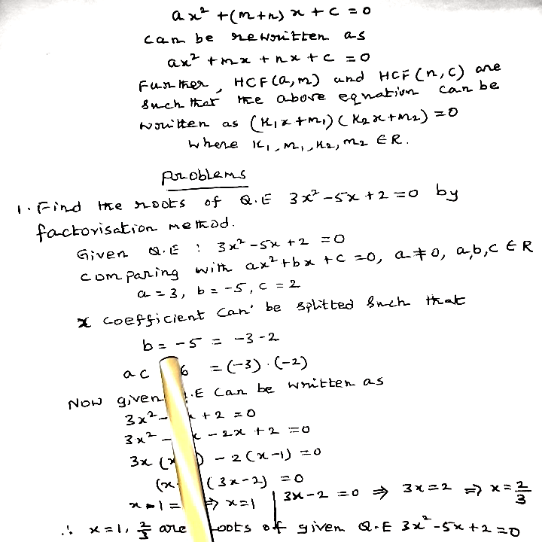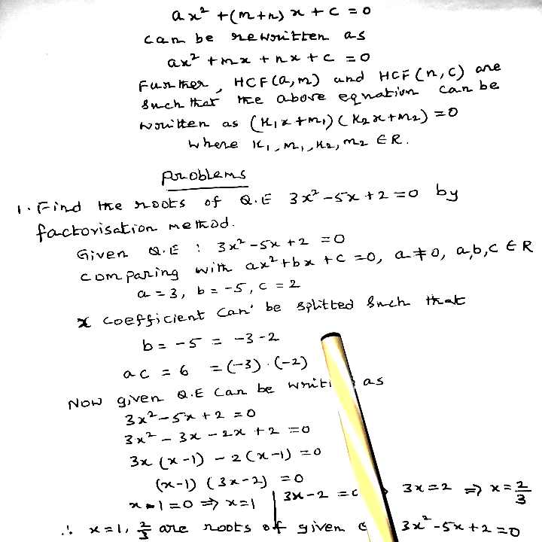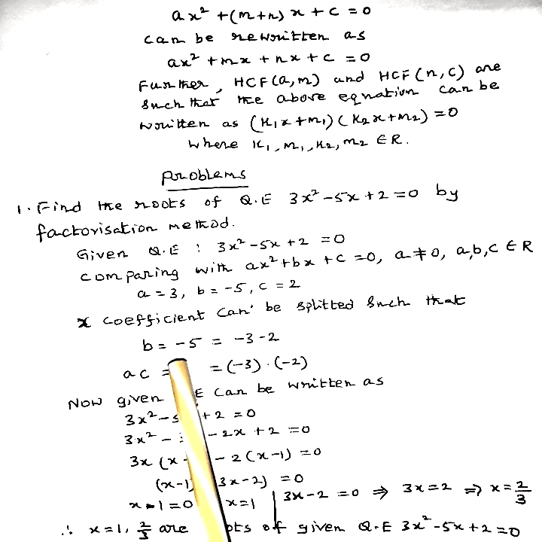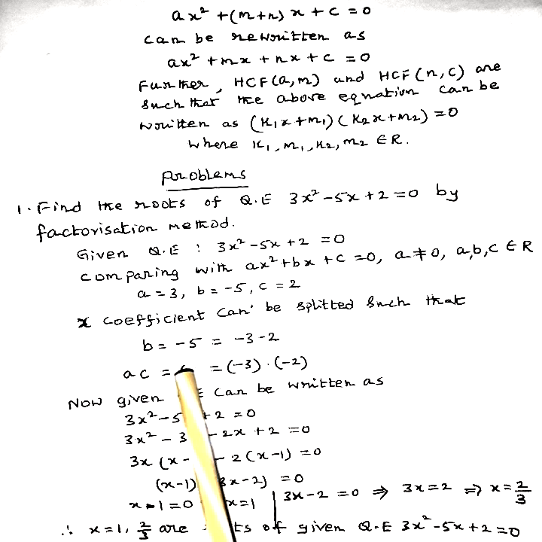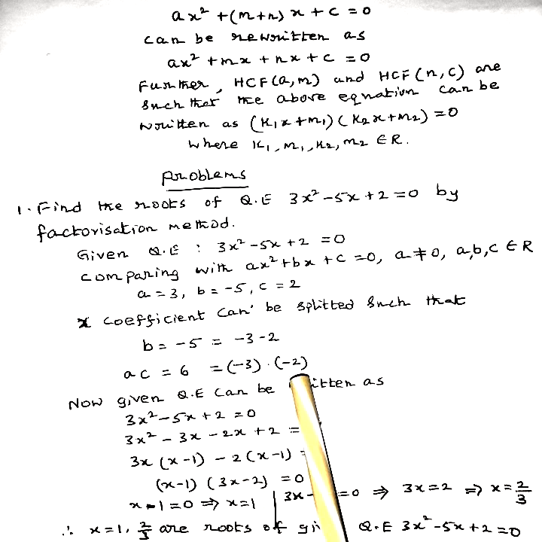The x coefficient b can be split as m plus n, that is m is minus 3, n is minus 2, and ac can be written as the product mn, that is m is minus 3, n is minus 2. So b, minus 5, can be written as minus 3 minus 2. ac equal to 3 multiplied by 2, ac equal to 6, and 6 can be written as minus 3 multiplied by minus 2.